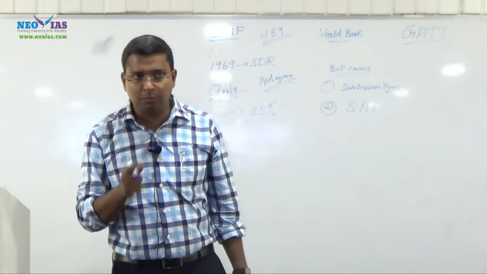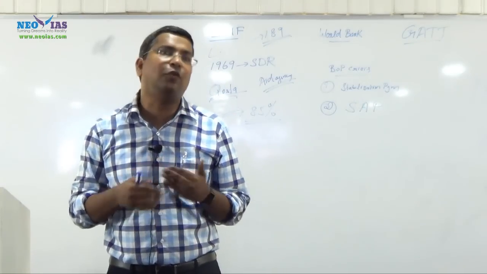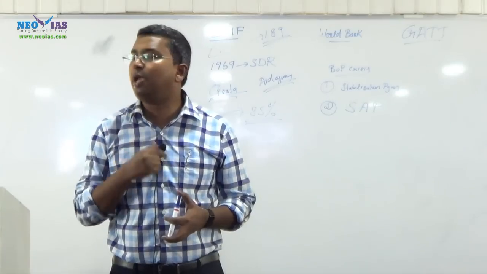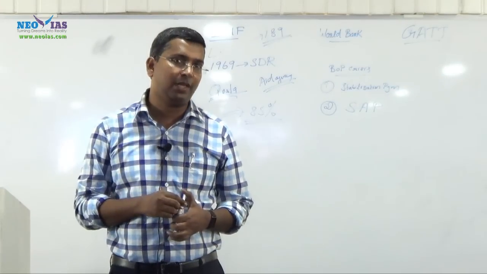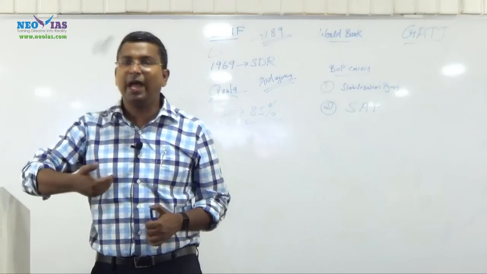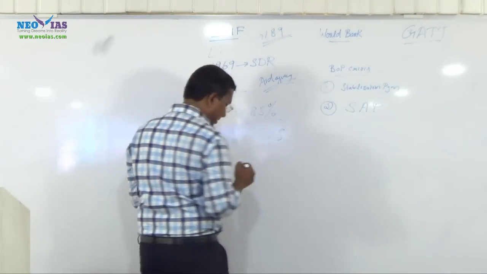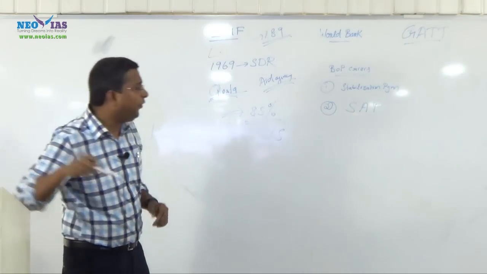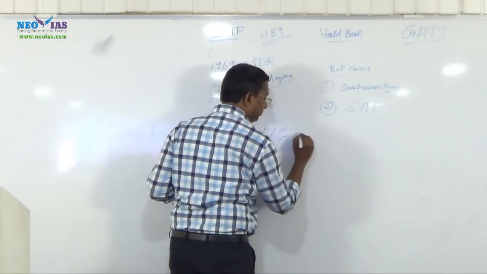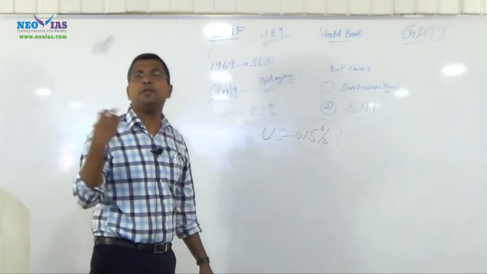If any decision is to be made in the IMF, it needs the acceptance of 85% of the vote. And I told you every member does not have the same vote. Certain members have a higher percentage of vote. And if you see, the US has a voting power of 15% and above.